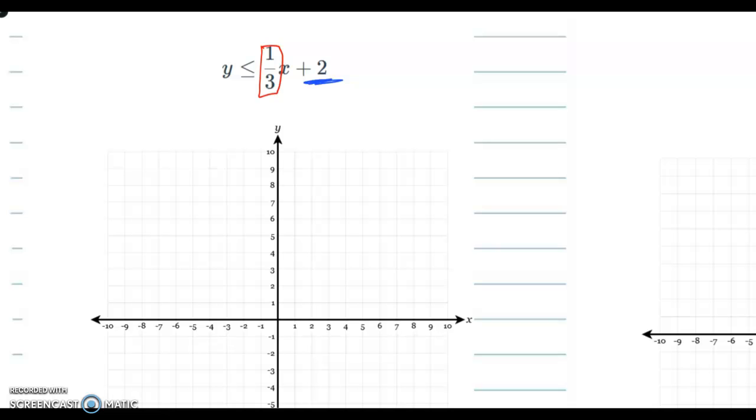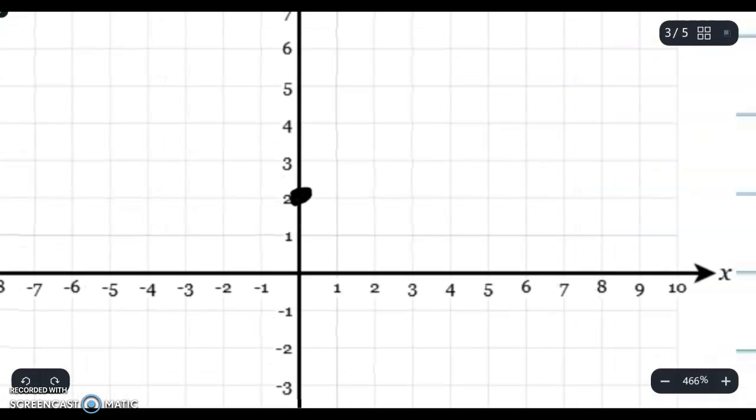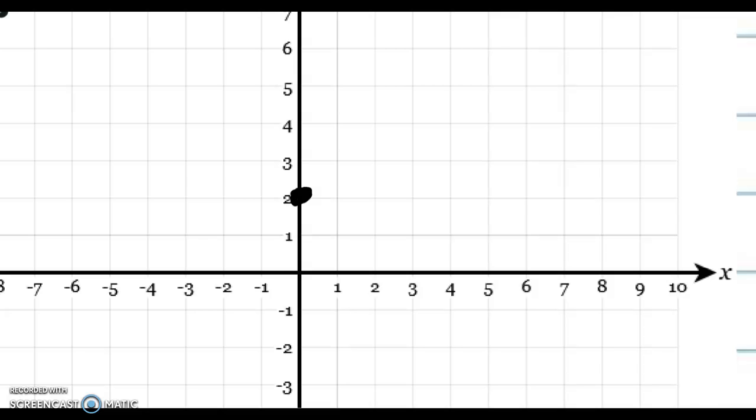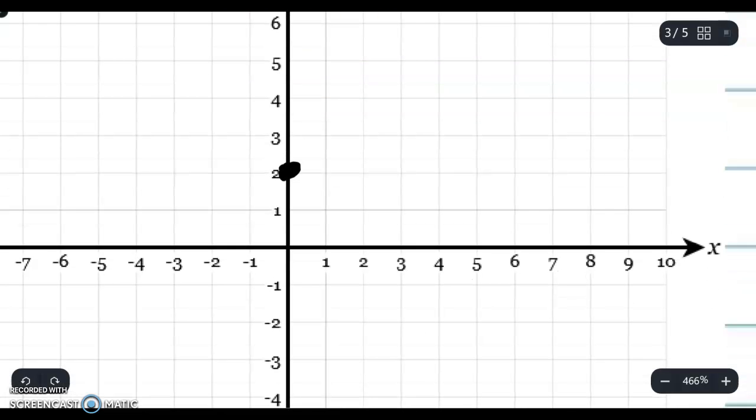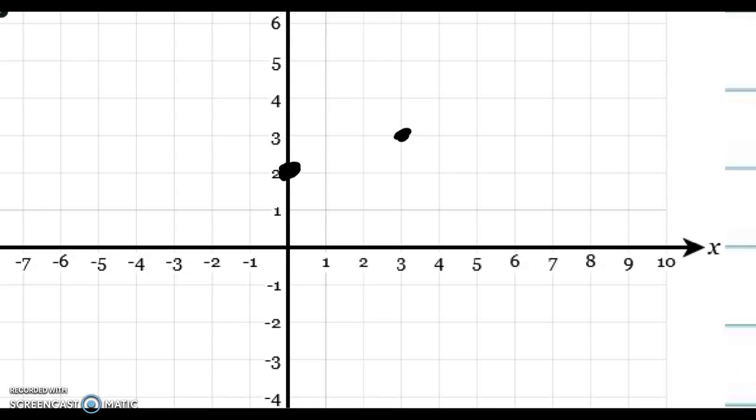So what I'm going to do is go to 2 on my graph and make a point. I'm going to zoom in here. Then I'm going to do the rise over run, which is up 1 and over 3. So I'm going to go up 1 and to the right 3 and make another point. So I have my 2 points, and the next thing I need to do is draw my line.